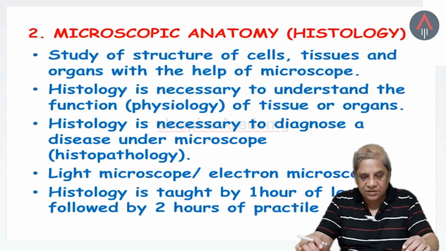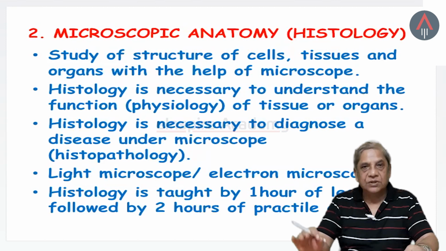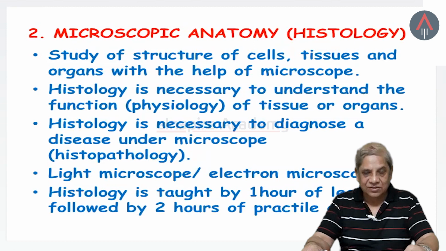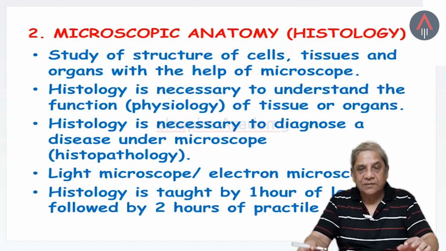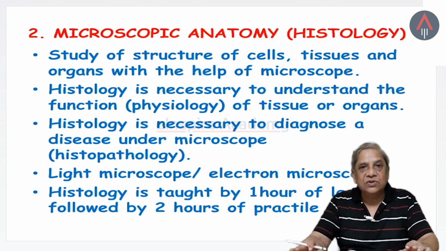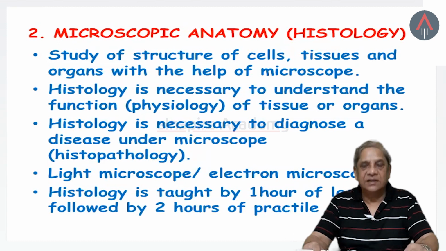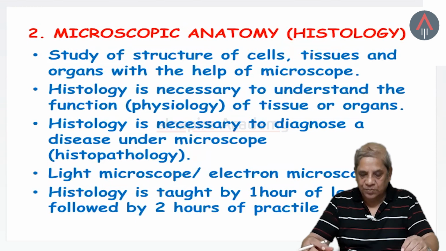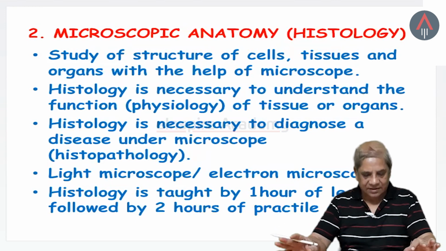So what you will learn in histology is the structure of cells, different kinds of cells. Then you will learn the structure of tissues and organs with the help of a microscope. That means first you will have to identify cells, then tissues. There are various basic tissues, and once you have learned about the tissues, then they will teach you about the various systems where organs are located. Then you will have to understand the microscopic structure of a particular organ.